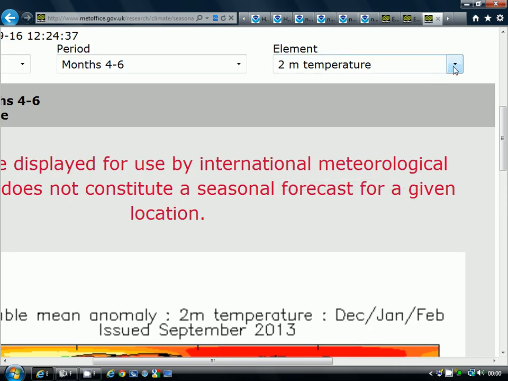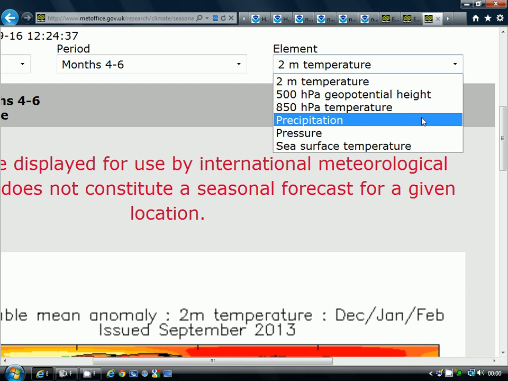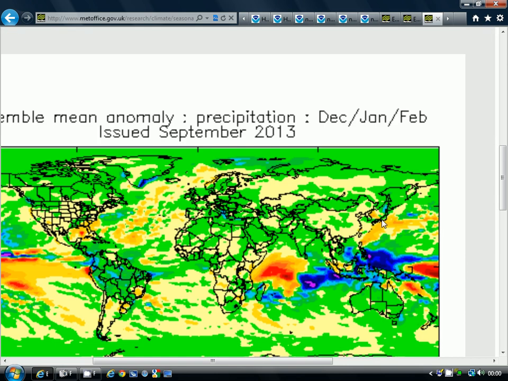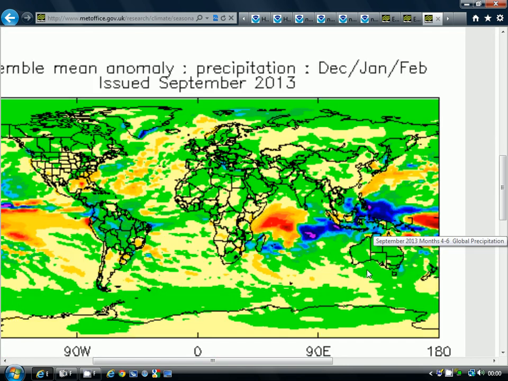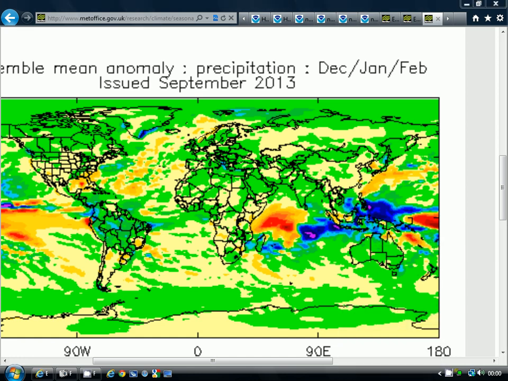I can't see how you could get that sort of level of blocking for the winter and not get a colder than average winter. For the precipitation forecast for the winter, we're seeing that it's coming out wetter than average, actually, around the British Isles in those green curves. That's a wetter than average winter being signalled there.